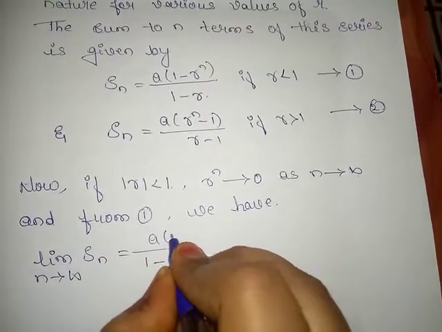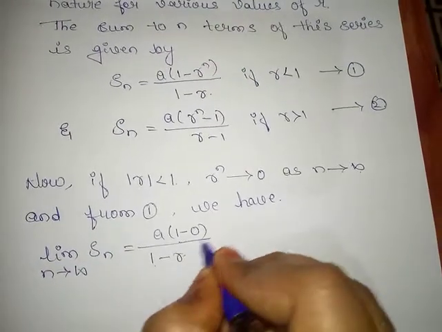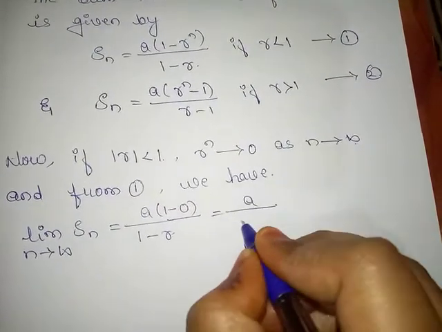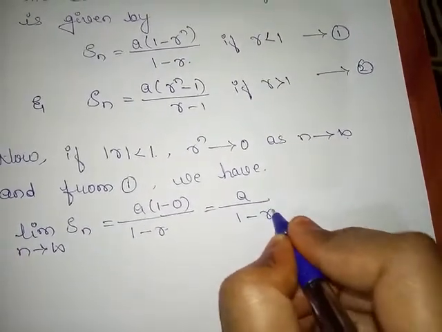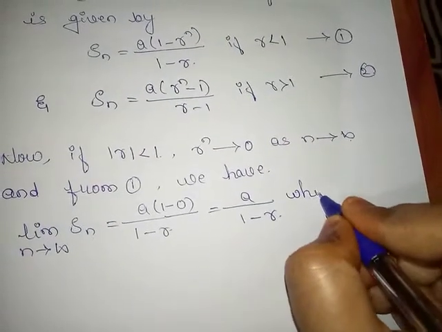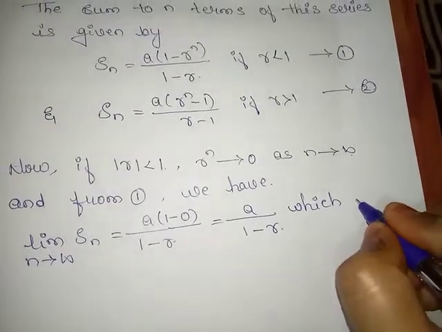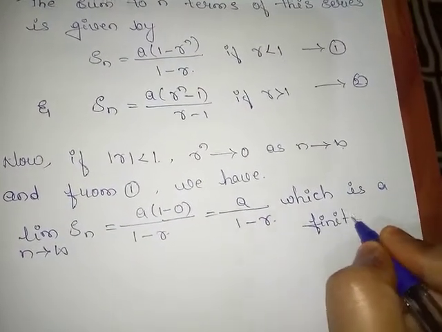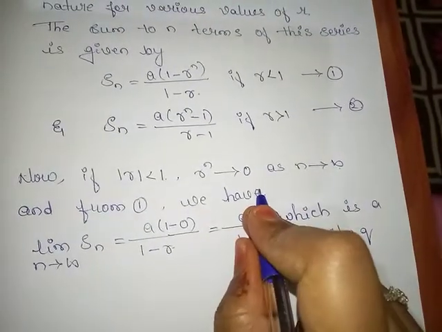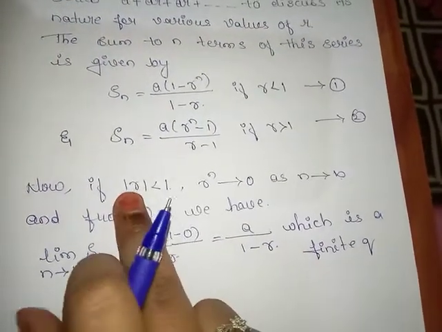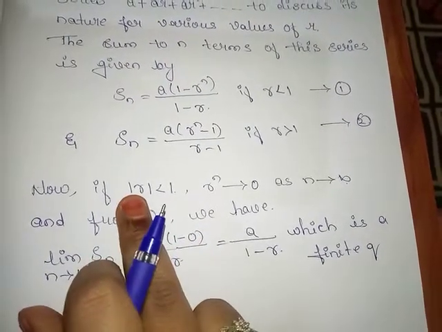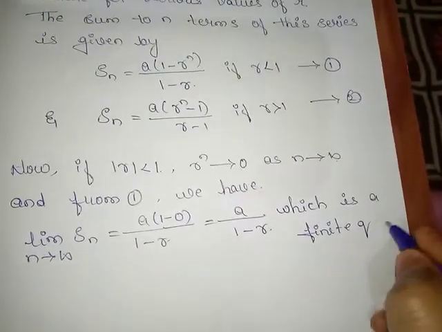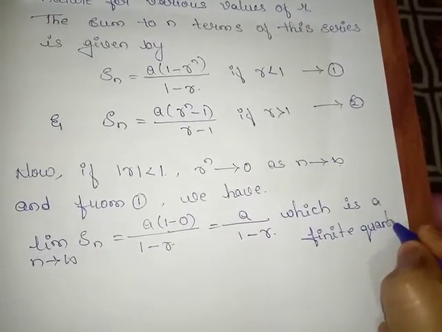Here I will write it as a into (1 minus 0) divided by (r minus 1), which we write as a divided by (1 minus r), which is a finite quantity. Why? Because a is a constant. Here the value of r is such that mod r is less than 1. Therefore it is a finite value, a finite quantity.